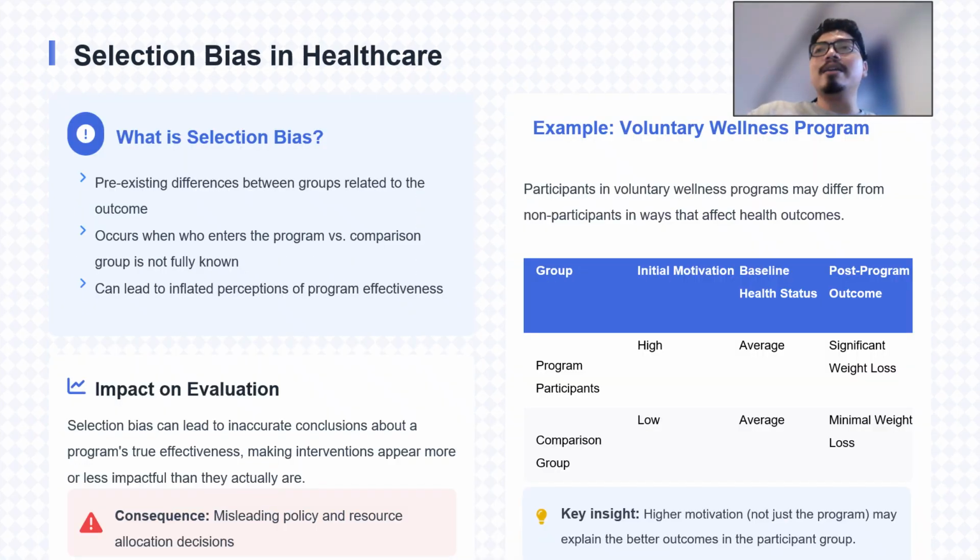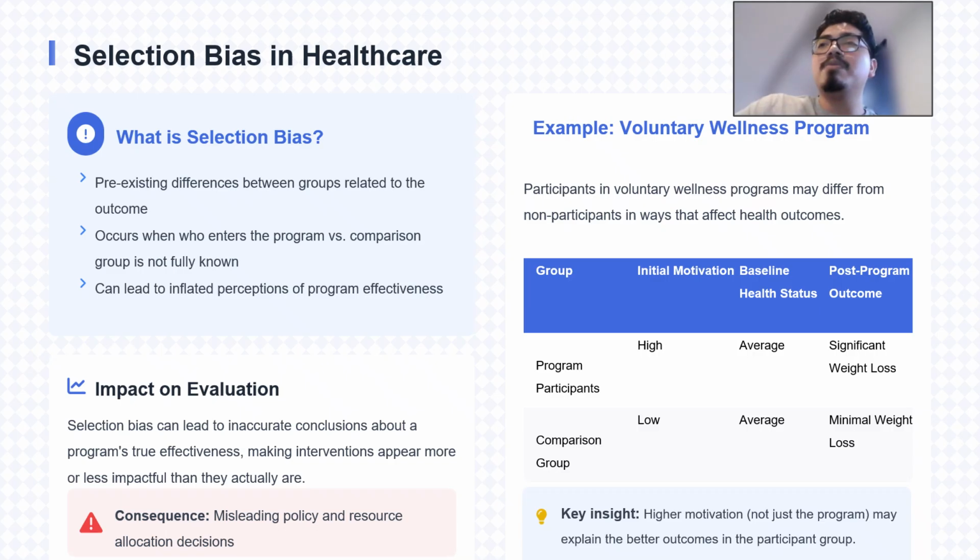Selection bias in healthcare. The first and most common type is selection bias. Selection bias happens when people in the program and those in the comparison group are already different before the program starts, and the differences affect the results. For instance, imagine a vocational training program for unemployed workers. If the people who decide to join are either more motivated or more hopeful, they might work harder and find jobs faster.